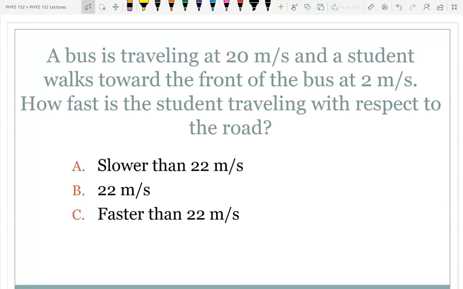This here is another application of Galilean relativity. This is a setup question, so keep your clickers handy. A bus is traveling at 20 meters per second. A student walks toward the front of the bus at 2 meters per second. How fast is the student traveling with respect to the road? Yes. So I have the velocity of the bus with respect to the Earth is 20 meters per second. Velocity of student with respect to the bus is 2 meters per second. What's the velocity of the student with respect to the Earth?